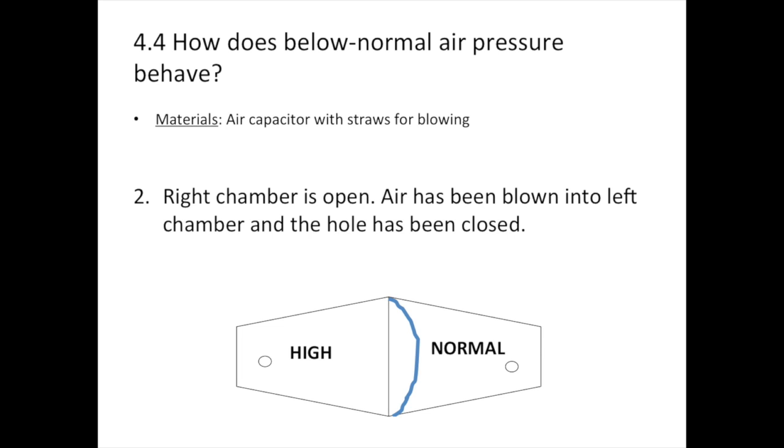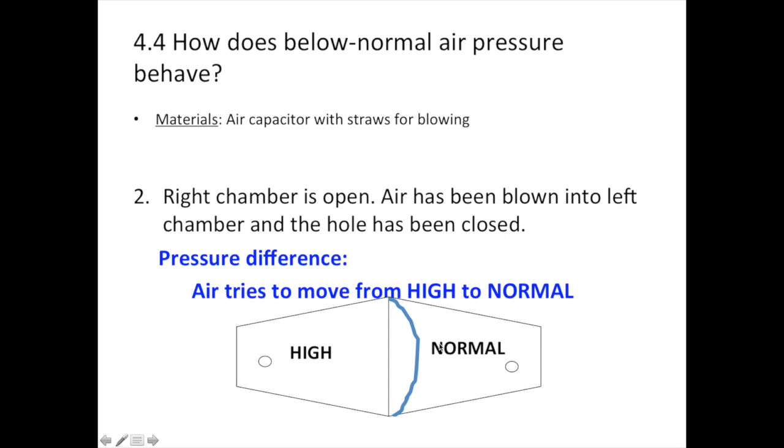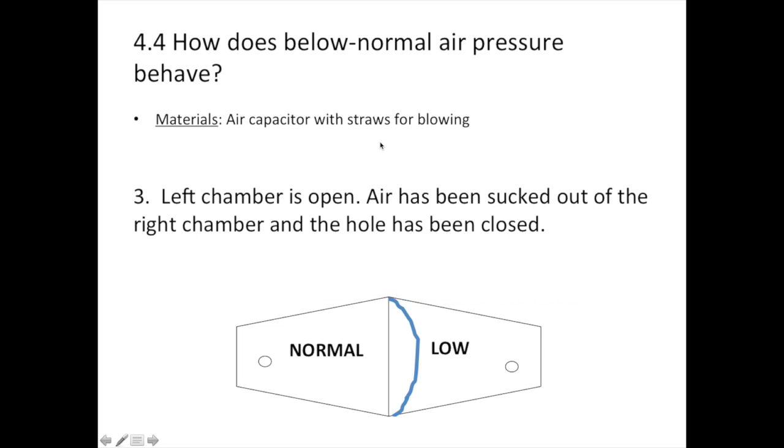In situation 2, the right chamber is open to the environment and the atmosphere. The left chamber, air has been blown in there and the hole has been closed. So in here we have high air pressure now, and on this side normal air pressure. And you can see that the membrane is stretching this way. So the air is trying to move from high to normal. So we have a pressure difference, and we can see that air tries to move from high pressure to normal pressure.